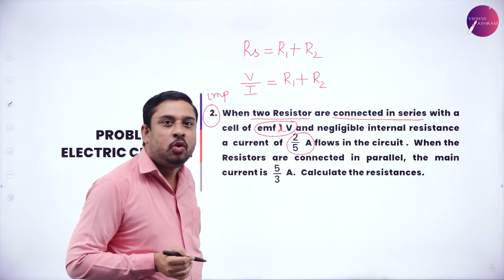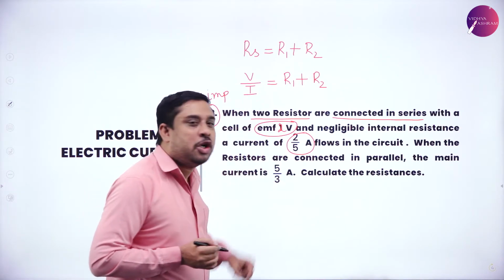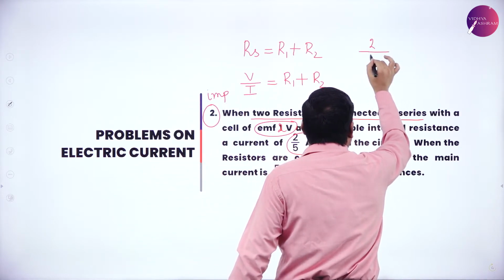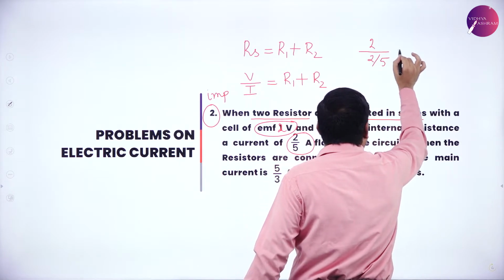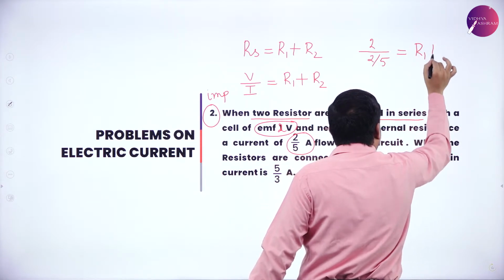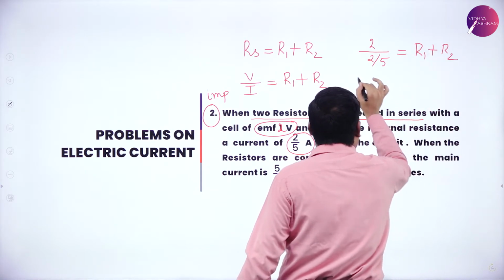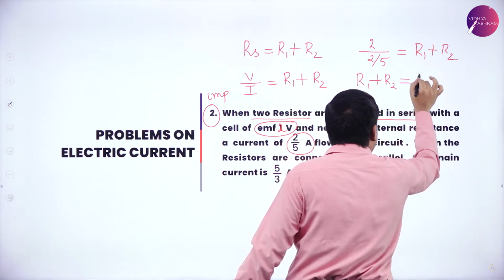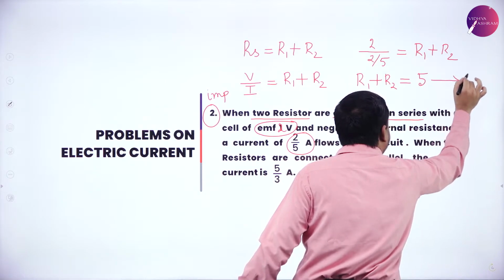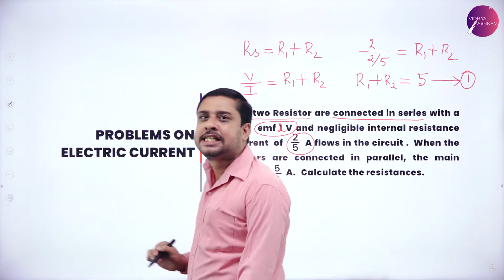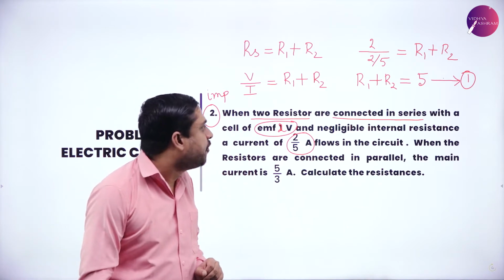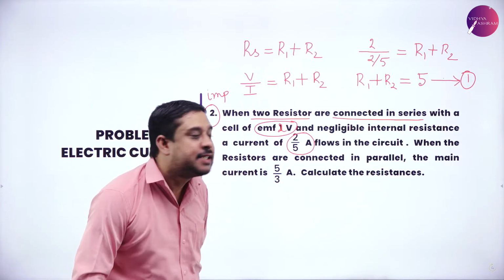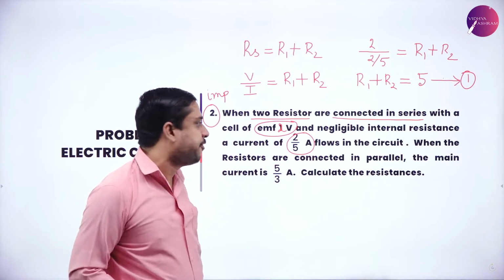How much is V? 2 volts. Current 2 by 5 amperes. So 2 divided by 2 by 5 is R1 plus R2, or R1 plus R2 is 5. I call this equation 1. So I have calculated the value of R1 plus R2, which is 5.